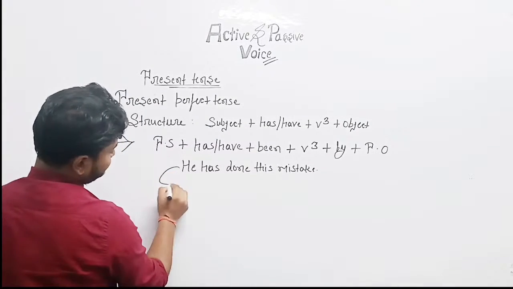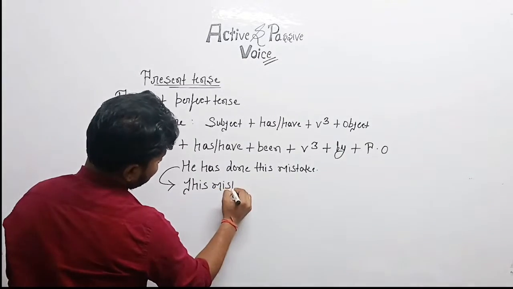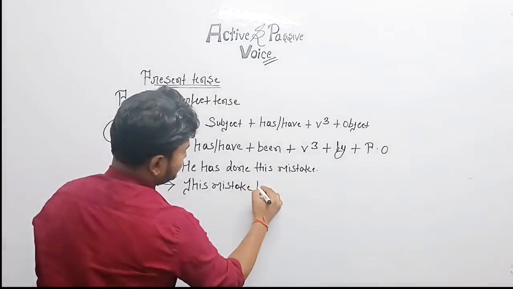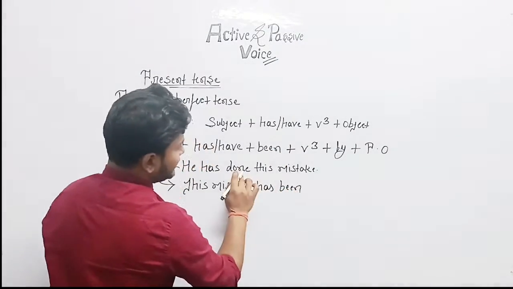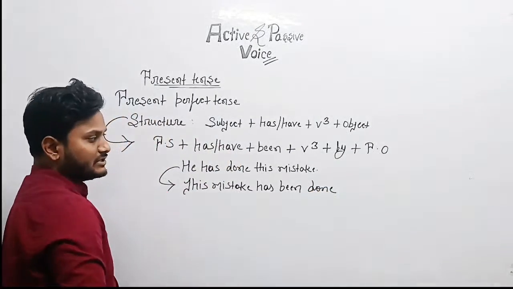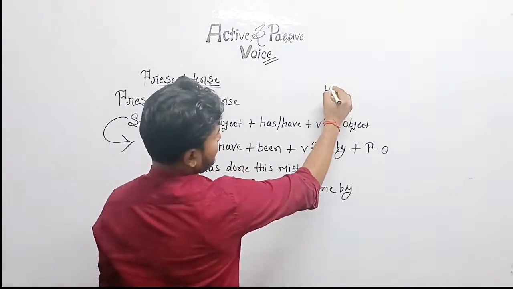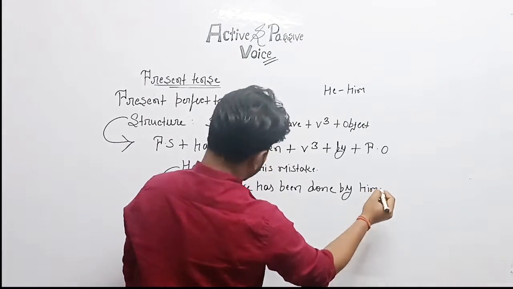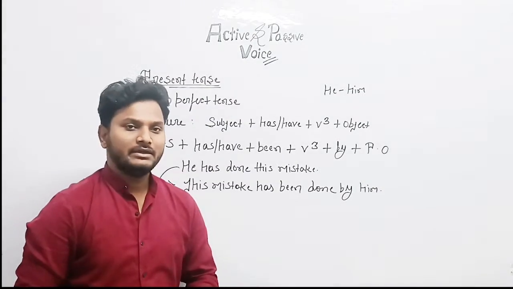This mistake. We are talking about only one mistake, so "has" will be here. This mistake has plus been done, already done. This mistake has been done by he. He changes into him. Okay, so it will be him. It is very easy. He has done this mistake. This mistake has been done by him.